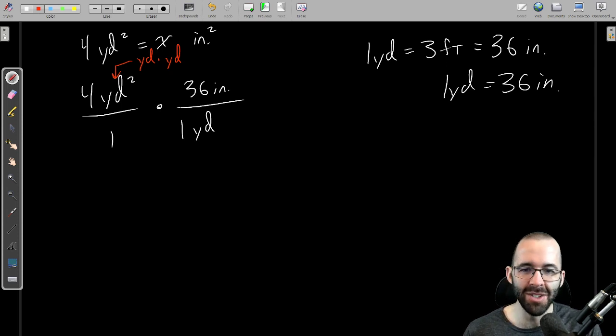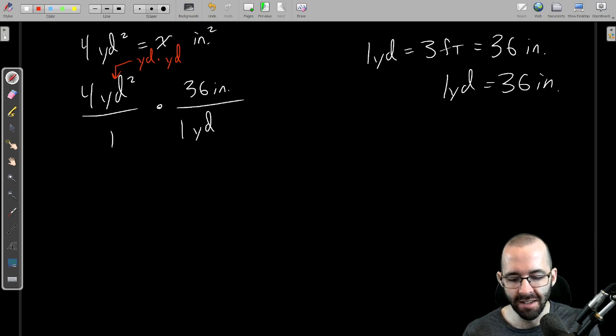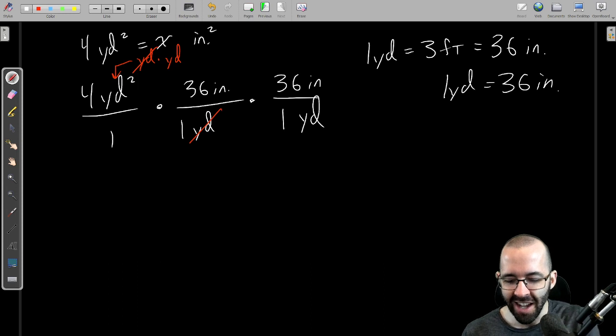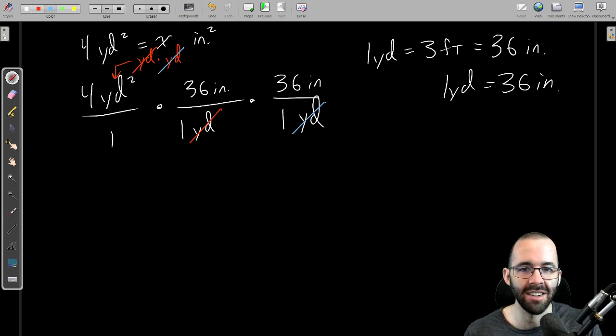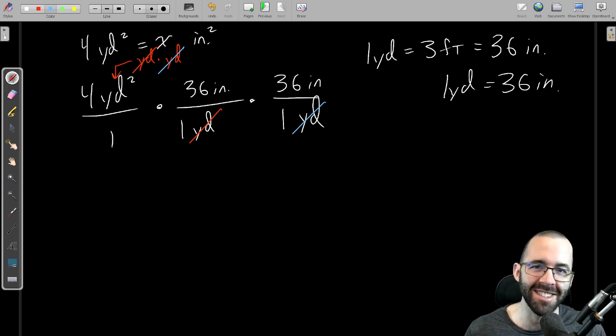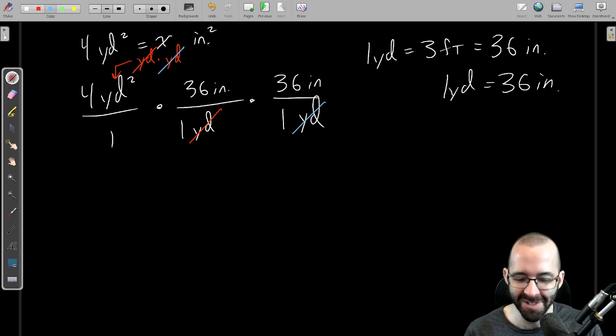You get yard times yard, but only one of the yards is canceling, right? We have one of the yards canceling, so we got to do it again. 36 inches divided by 1 yard. And now the other yard cancels here. So if you have yards squared, you got to cancel twice. If you had yards cubed, you'd have to cancel thrice. I like saying thrice. 3 times.